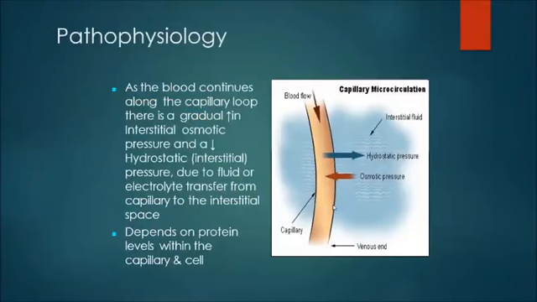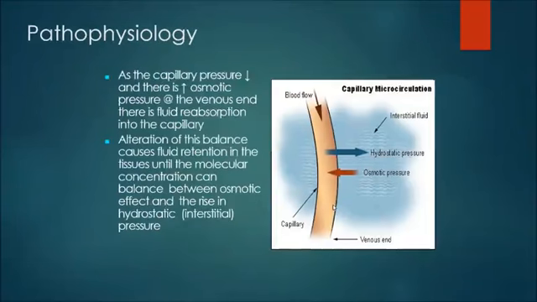As the blood continues along the capillary loop, there's a gradual increase in interstitial osmotic pressure and a decrease in hydrostatic interstitial pressure due to fluid or electrolyte transfers from capillaries to the interstitial spaces. This all depends on the protein levels within the capillary and the cell as well. So when the blood flows from the arterial end to the venous end, there is a decrease in capillary pressure and an increase in osmotic pressure at the venous end, and there will be fluid reabsorption into the capillary.